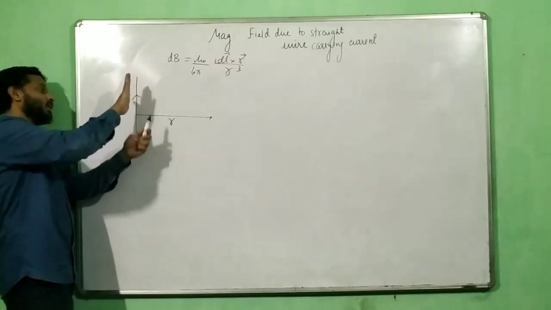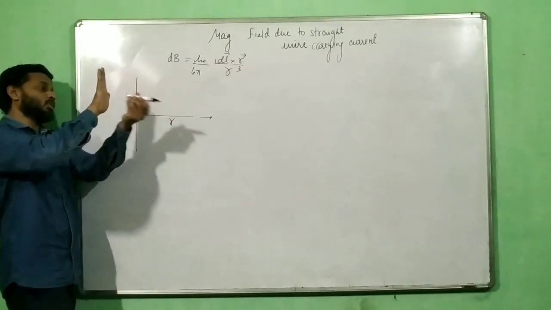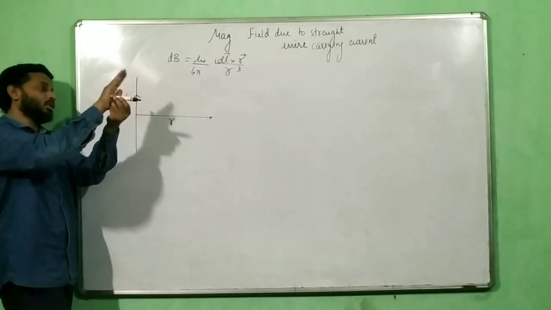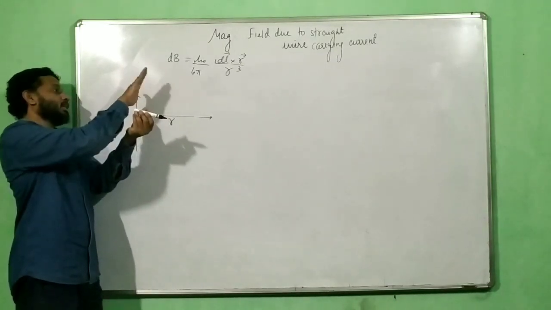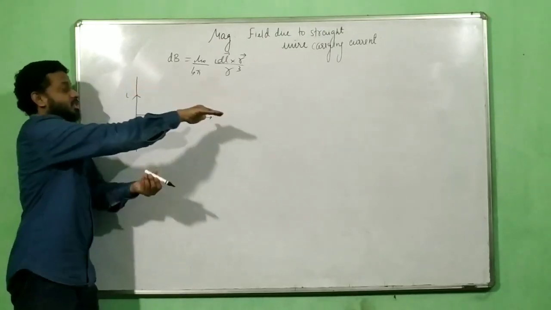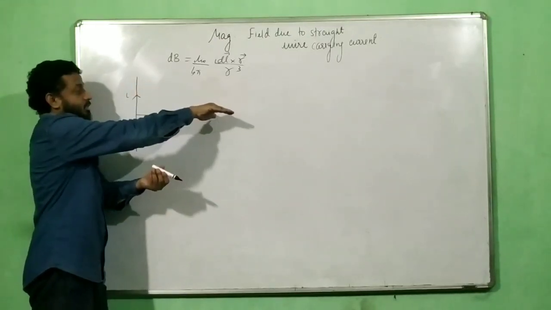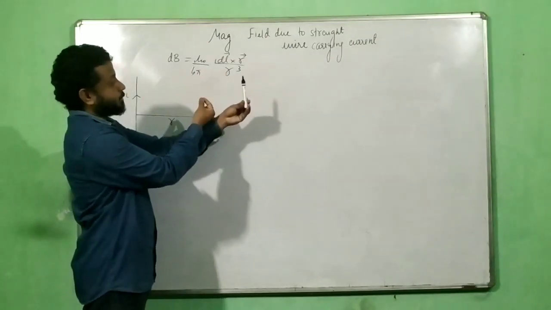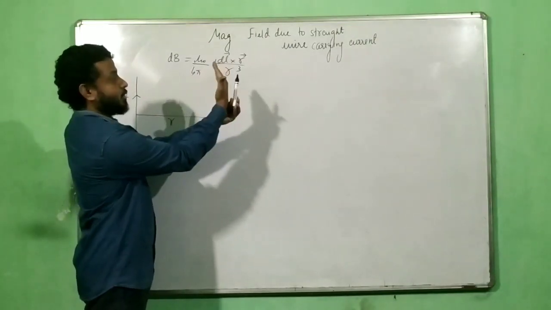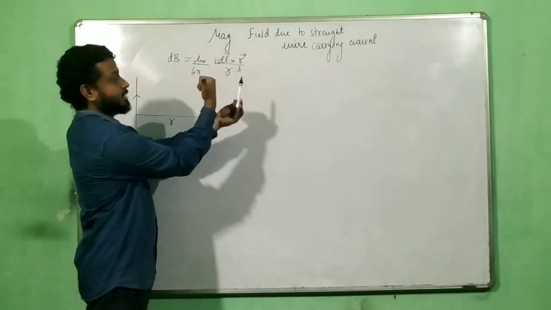And why am I stretching like this? Because my palm has to face towards the R in which I am trying to fold my fingers. So this is my I dl and this is my R. So where is the thumb? Thumb is inside. Suppose I want to find the field here at this point. So this is my I dl cross R. Field is in this direction.